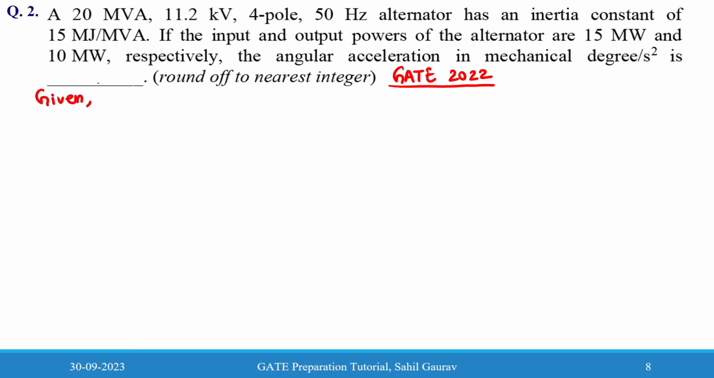So given our system machine base, that is 20 MVA, and we are given the input power P in as 15 megawatt, and the output power as 10 megawatt, and that's all. So we can use the swing equation.